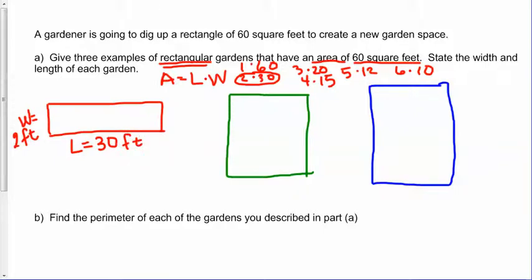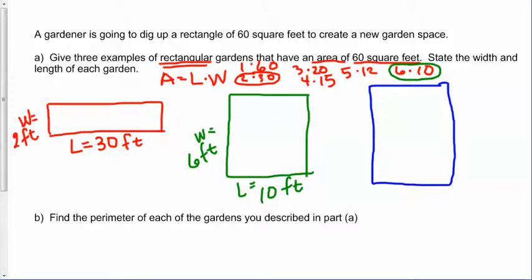Okay. Now the next one over here, this green one, looks like it's a little bit more stocky. So let's say that this one is maybe using this 6 times 10 combination. So this one would have a width of 6 feet and a length of 10 feet. Now all of these have an area of 60 square feet.